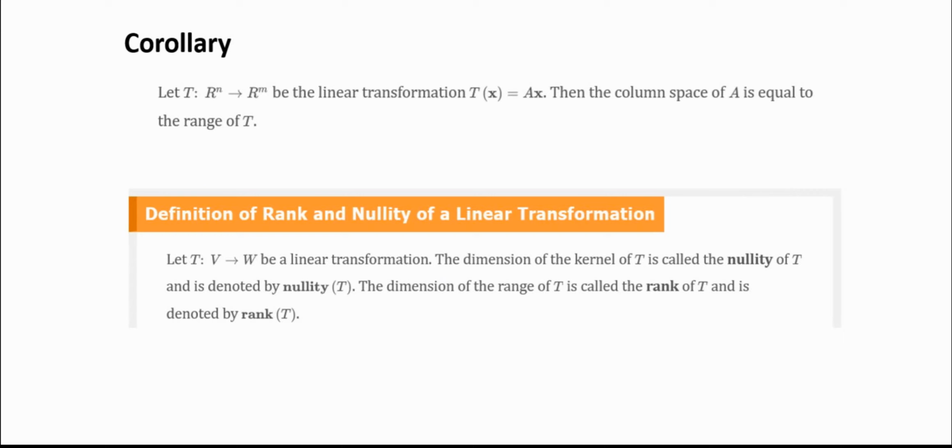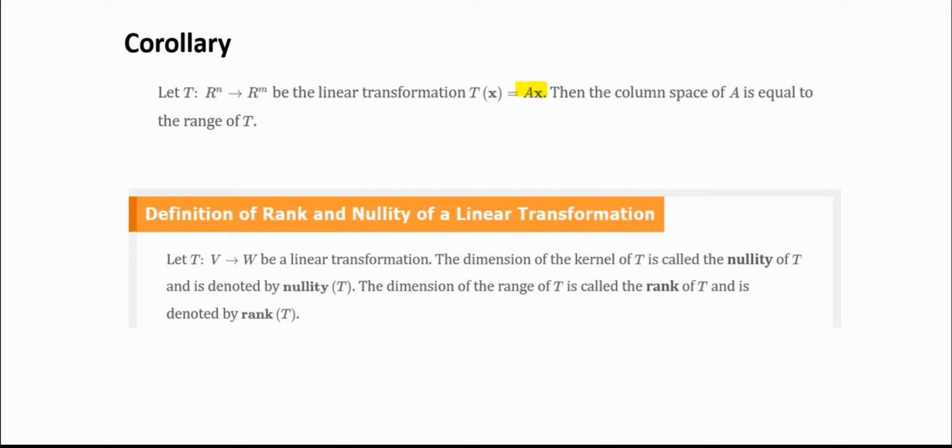Here's the corollary that stems from all that. Let T be a transformation that maps vectors from Rn into the Euclidean vector space Rm. Both Rn and Rm are Euclidean vector spaces. Here, T is a transformation defined by matrix multiplication by A. Then the column space of A is equal to the range of T. That's a fabulous conclusion, that the column space of A is equal to the range of T. But anyway, that is a good consequence to come to.